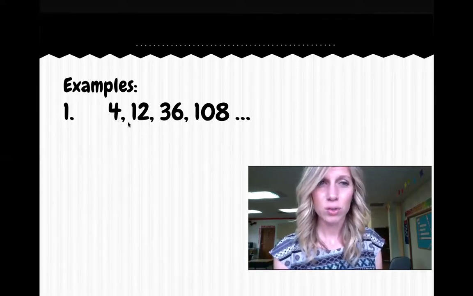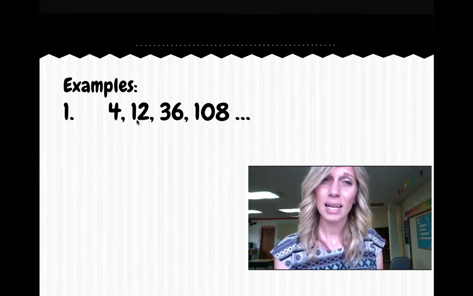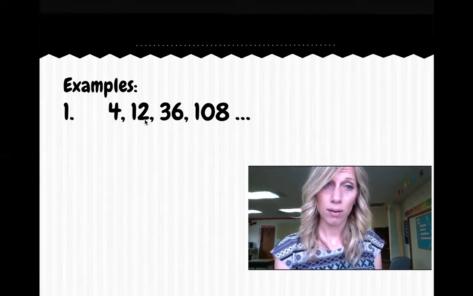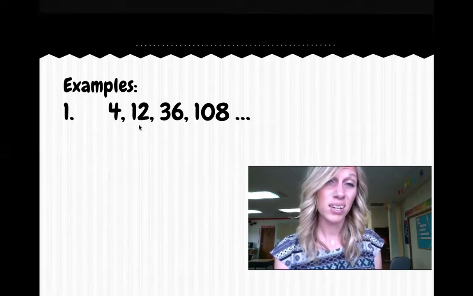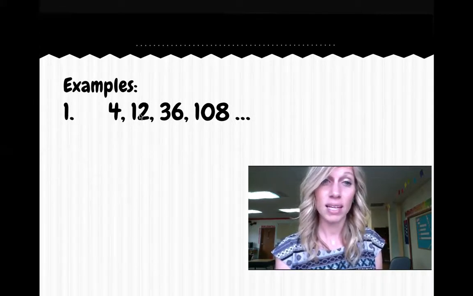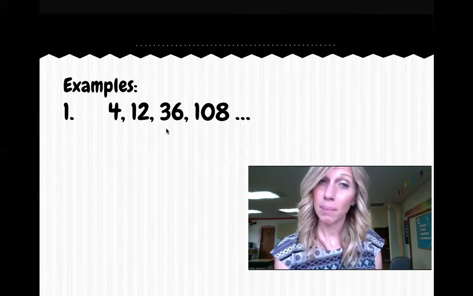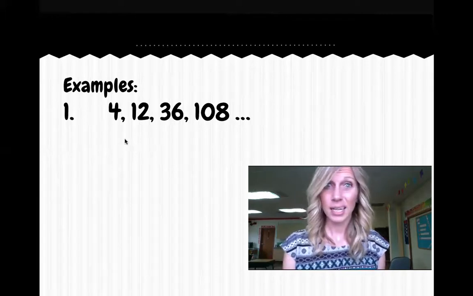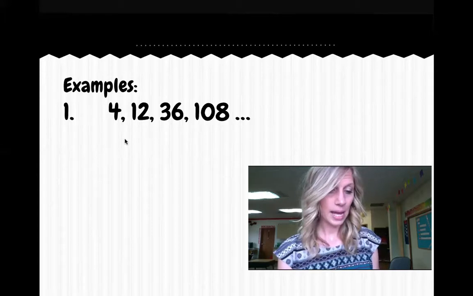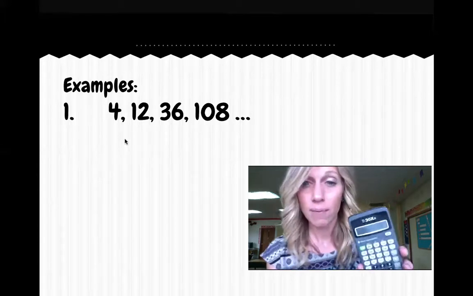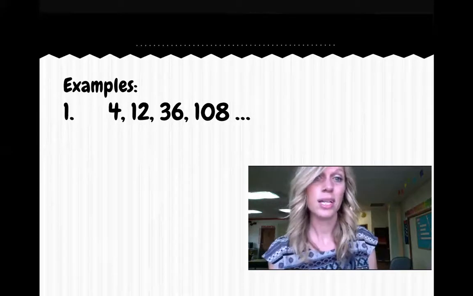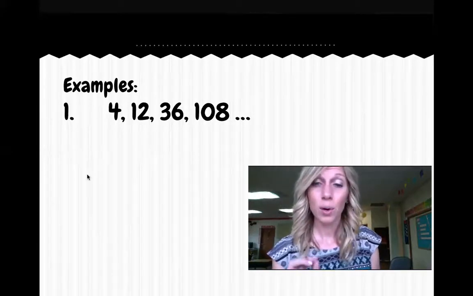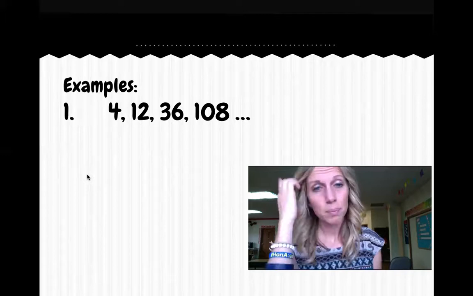So look at your first two numbers here. 4 times what is going to give you 12? Well, 4 times 3 equals 12. So now we have to figure out though, is that the pattern? If I take 12 and I multiply it by that same number, 3, does that equal 36? Well, 12 times 3 equals 36. I can't do 36 times 3 in my head, but I can do it on a calculator. 36 times 3 equals 108. So on that one, we found out that it is a multiplying pattern.